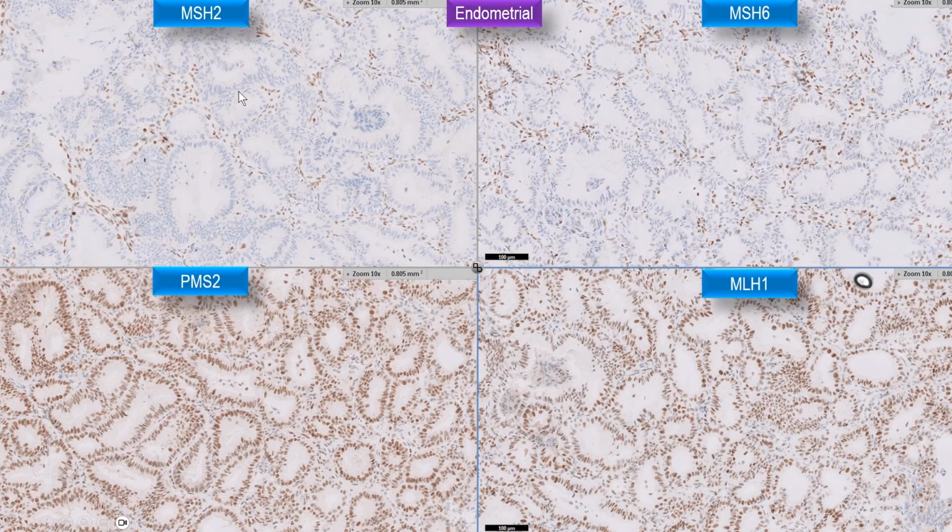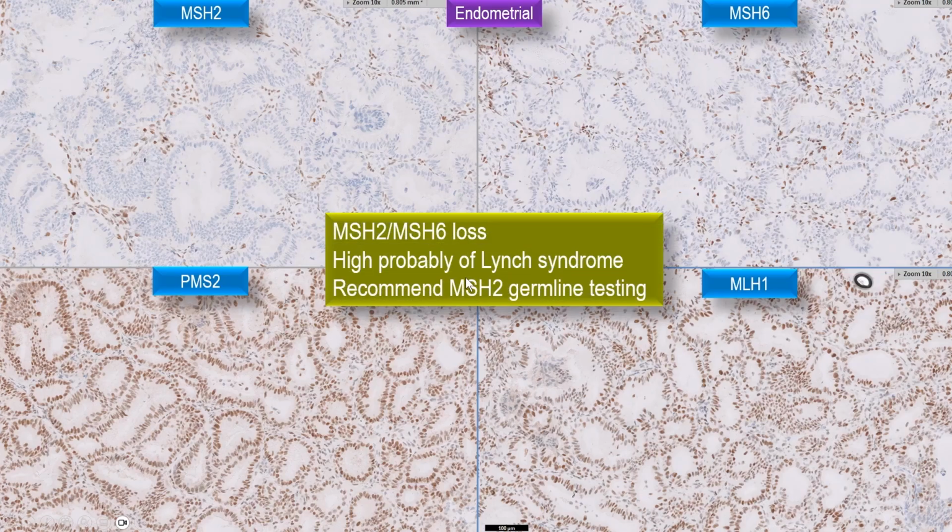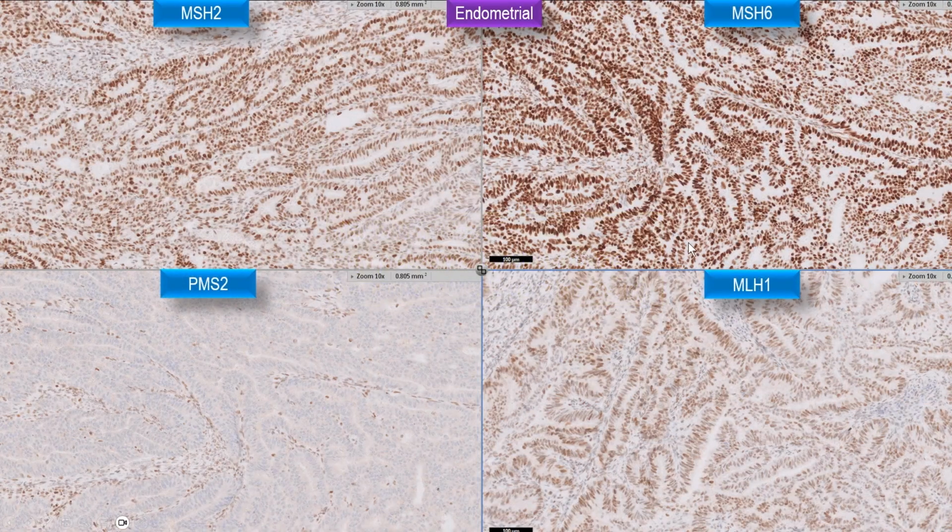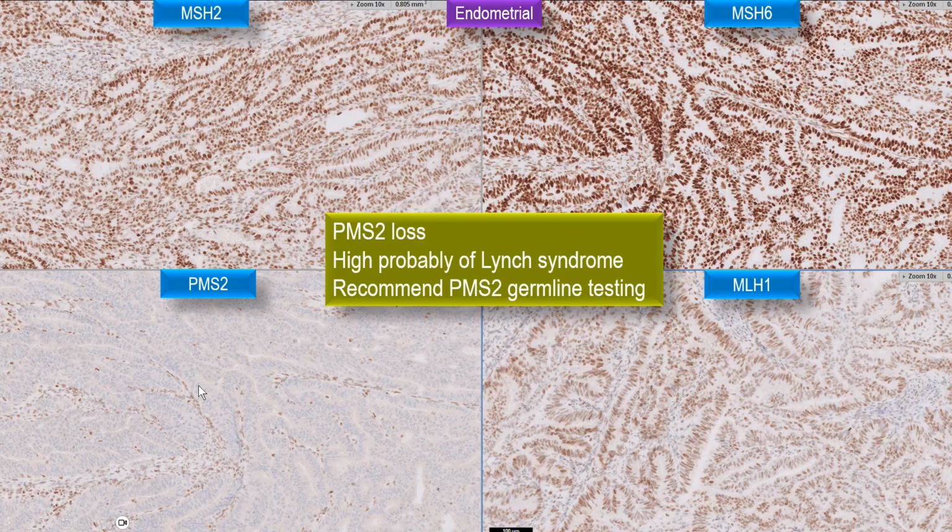Here's a case where we have loss of MSH2 and MSH6. So if you remember the rules, this is a defect in MSH2, so we could recommend germline testing for that. All right, and I actually found cases that had loss for different ones, although I realized later I could have just lied and said I found one with MLH1 loss and just changed the labels around, but these are all legit.